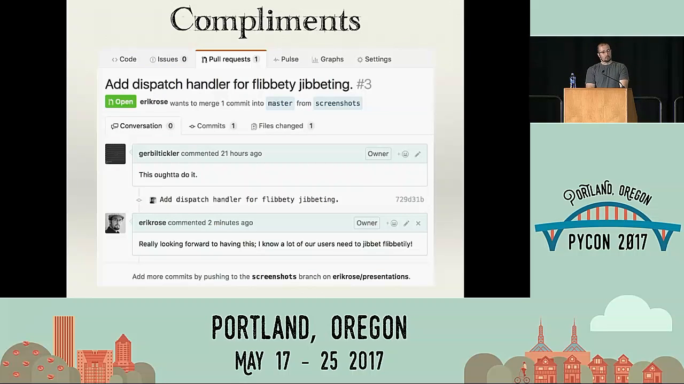Tact number 3 is the good old compliment. Of course, there's the old trick. If you have to say something critical, say something complimentary before and afterward, a little compliment sandwich. That helps cushion the blow.